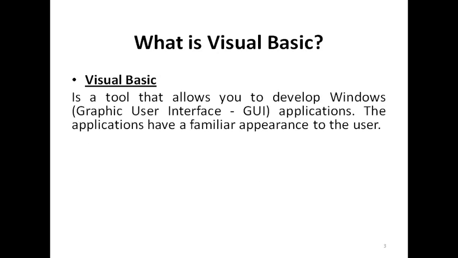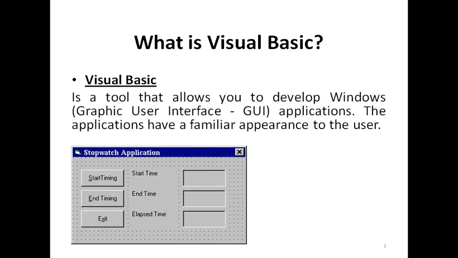What is Visual Basic? Visual Basic is a tool that allows you to develop Windows graphical user interface, UI, applications. The applications have a familiar appearance to the user, such as this one, a stopwatch application. This form and this interface were designed using Visual Basic version 6. Those are called command buttons: first one, second one, third. Start timing, end timing, exit.